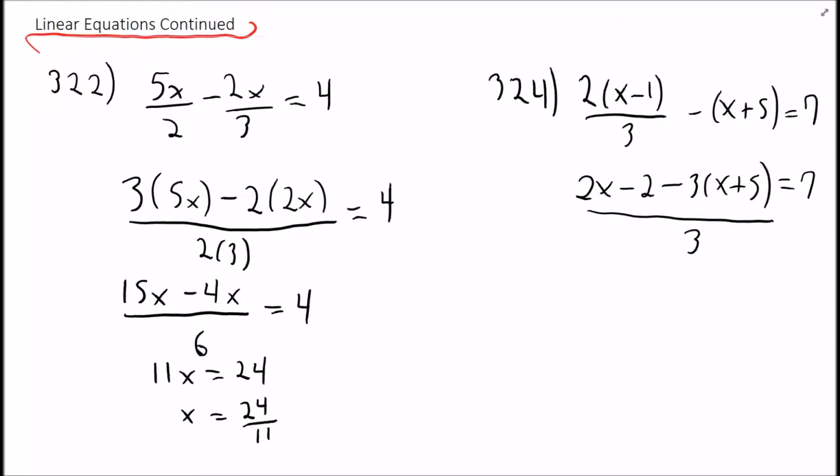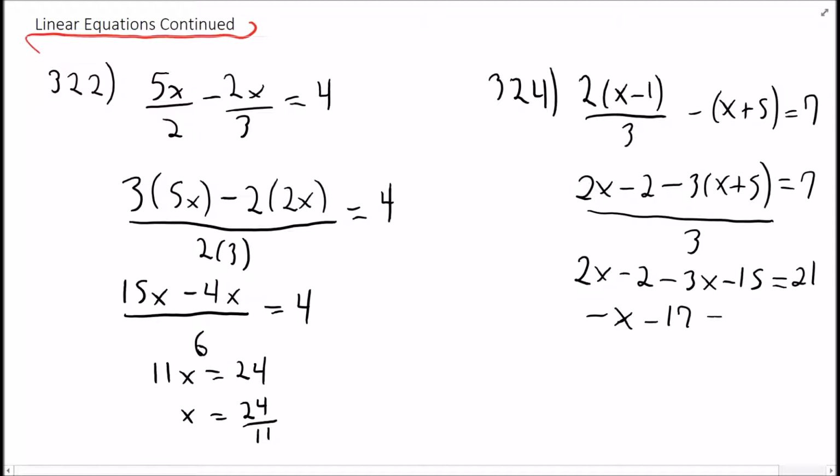Alright, so now I multiply on the top end, so I've got 2x minus 2 minus 3x minus 15, and I'm going to get rid of that divide by 3, bring it to the other side, so 7 times 3 is 21. Collect the like terms here, so 2x minus 3x is negative x, and negative 2 minus 15 is negative 17 is equal to 21. I'm going to add 17, so negative x is equal to 38. But I don't want negative x, I want positive x, so if I multiply both by negative 1, x would equal negative 38. And that would be my final answer.